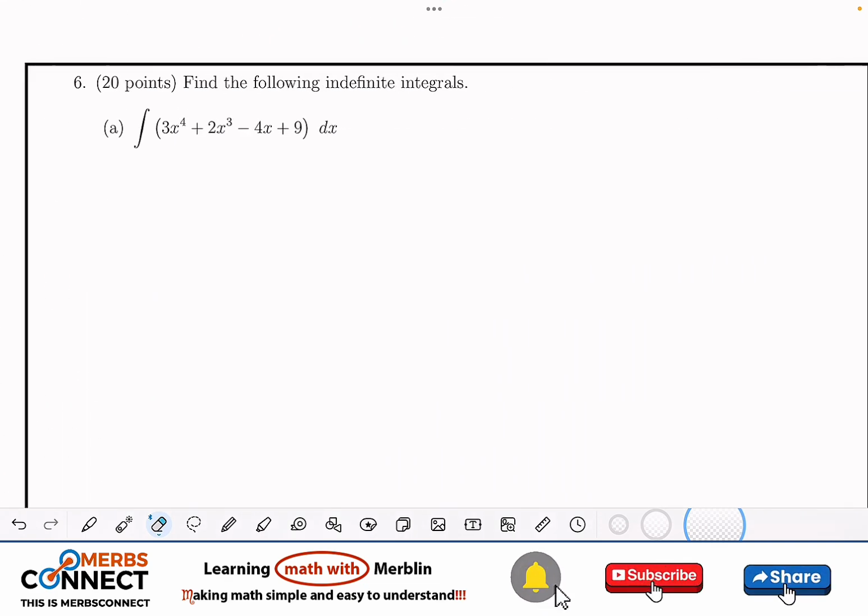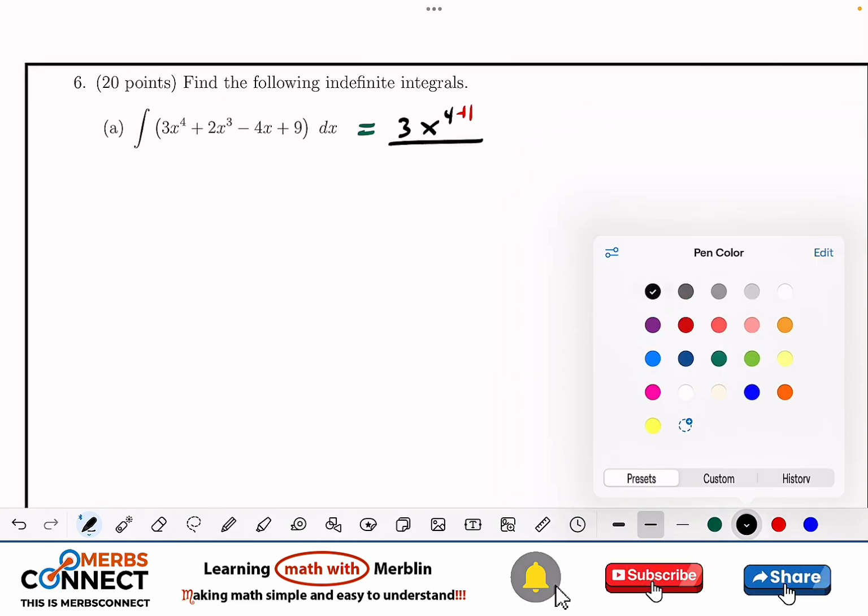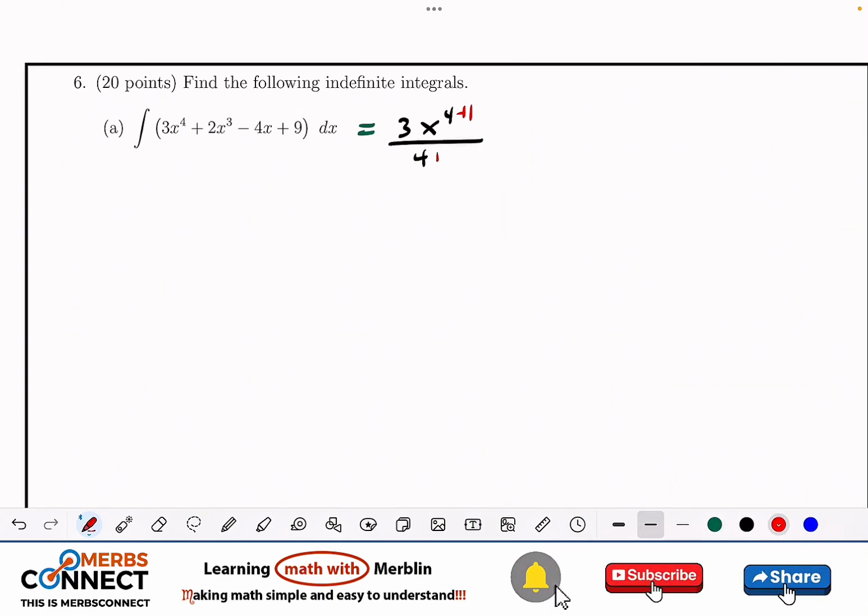Let's look at question 6. Find the following indefinite integrals. So what can we do? This is very nice. This is going to give us 3x to the power 4 plus 1. So we add plus 1 to all of them, and then we divide by 4 plus 1. Same thing for the next one, we are going to have plus 2x to the power 3 plus 1, divided by 3 plus 1.